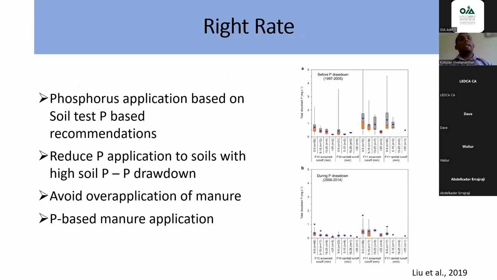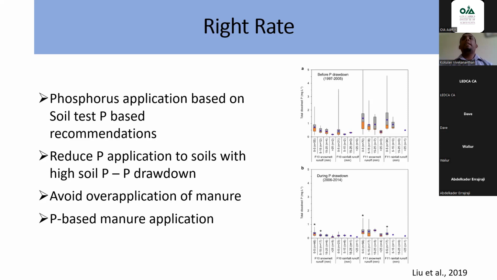Next is the right rate. So phosphorus application based on soil test phosphorus recommendations is encouraged. In soils that have higher soil test P content, reducing phosphorus application, which we call phosphorus drawdown, is recommended.